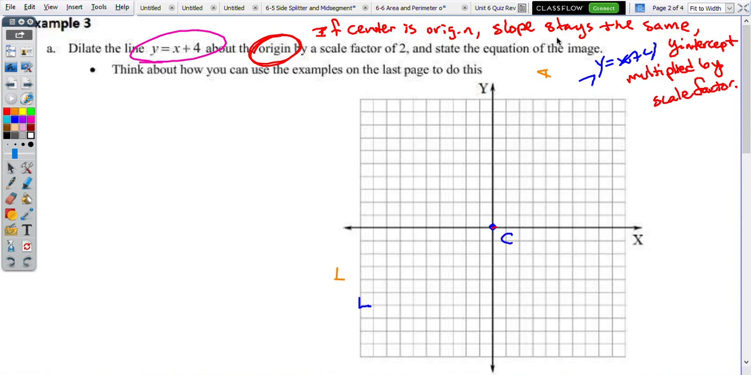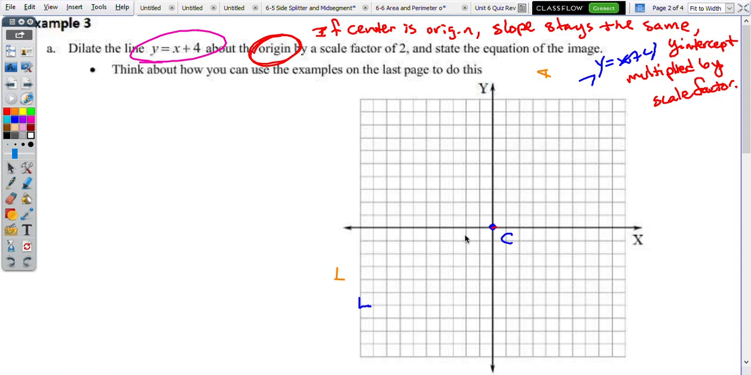The center is the origin. The slope's going to stay the same. We're just going to take the y-intercept and multiply by the scale factor. So for our question, we know our slope's going to stay the same. It's 1. The y-intercept is 4. Scale factor is 2, so our answer should be y equals x plus 8. But let's actually take a look at how to do it like we talked about in class.